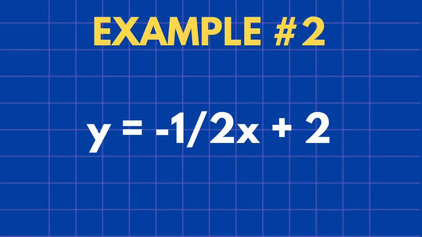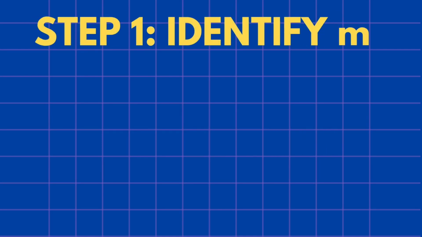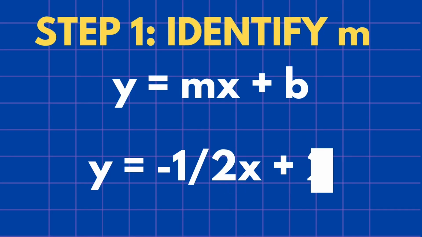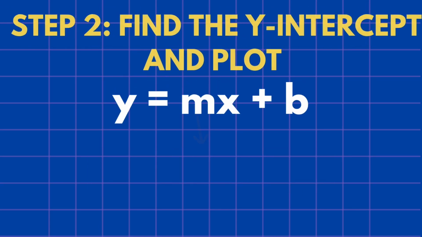Let's take a look at another example. Plot the graph for the equation y equals negative 1 over 2x plus 2. Step 1 is identify m. Knowing the equation y equals mx plus b, we can see that m equals negative 1 over 2. Since m is a negative number, we know that our graph will be a line that goes down.